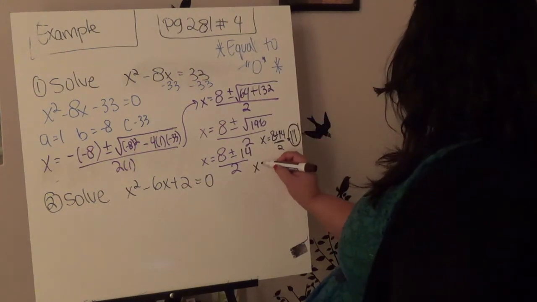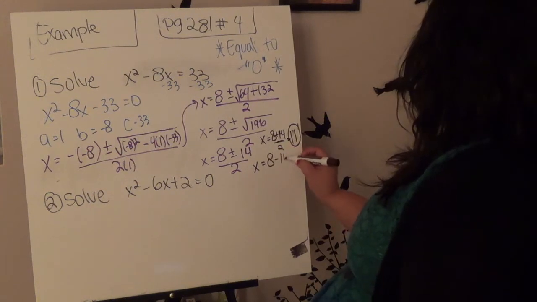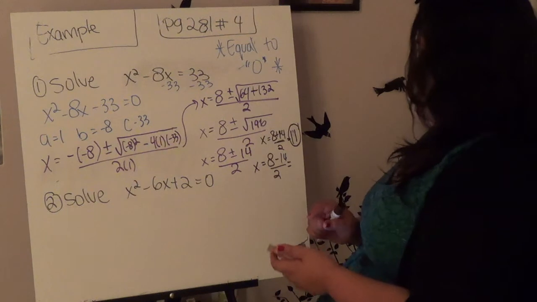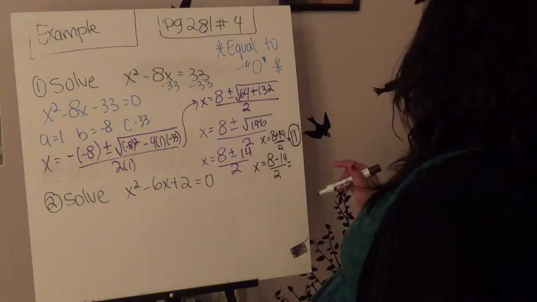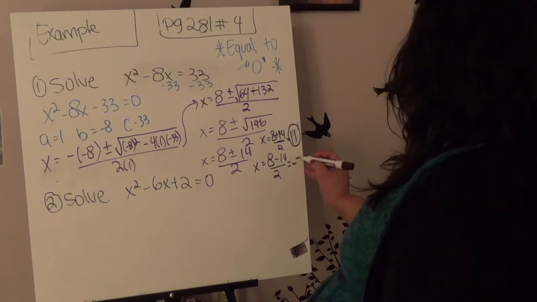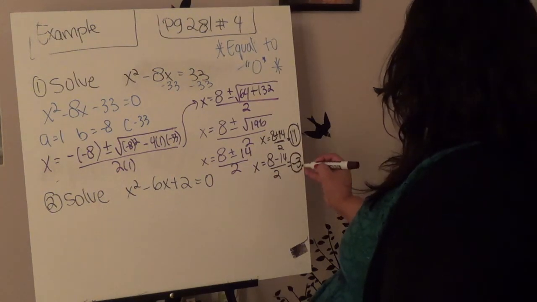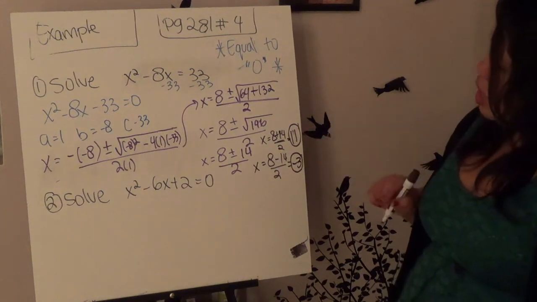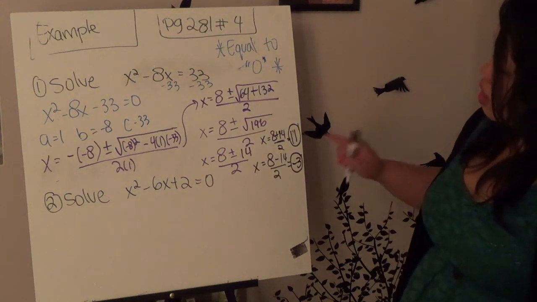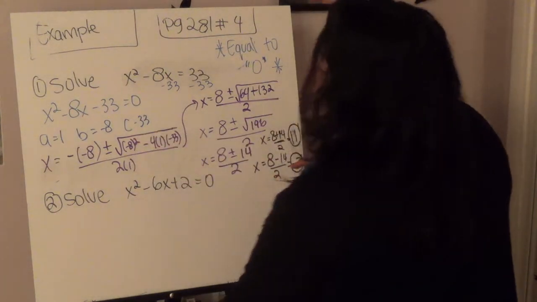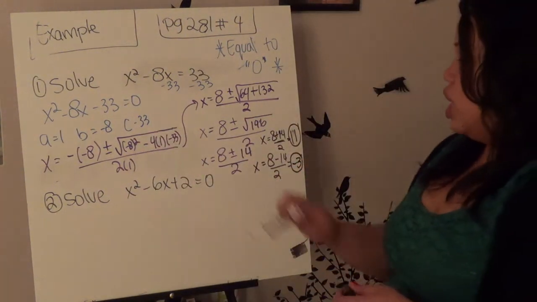And then our next one is 8 minus 14 over 2. Okay, 8 minus 14 is negative 6. Divided by 2 is negative 3. So our two answers, so that means in the graph we would have 11 and negative 3. Okay, and that's our two answers for that. So you see how that plus and minus come to play? We're going to go ahead and try another one.